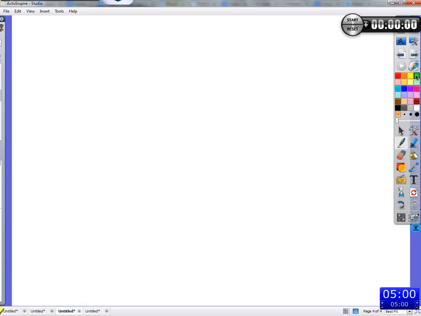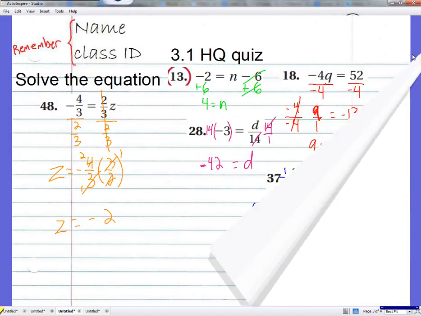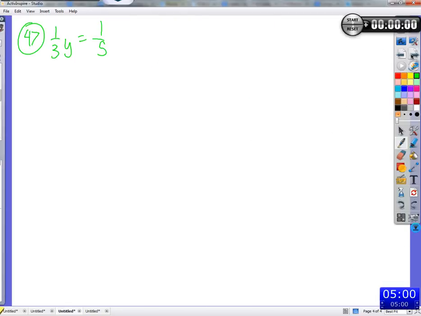47. Similar to our quiz question, number 48. We know what 1/3 of y is worth. We want to know what y is worth. How do we get 1y? Divide by 1/3. 1/3 divided by 1/3, anything divided by itself is just 1. And then we'll divide by 1/3 or multiply by 3 over 1.